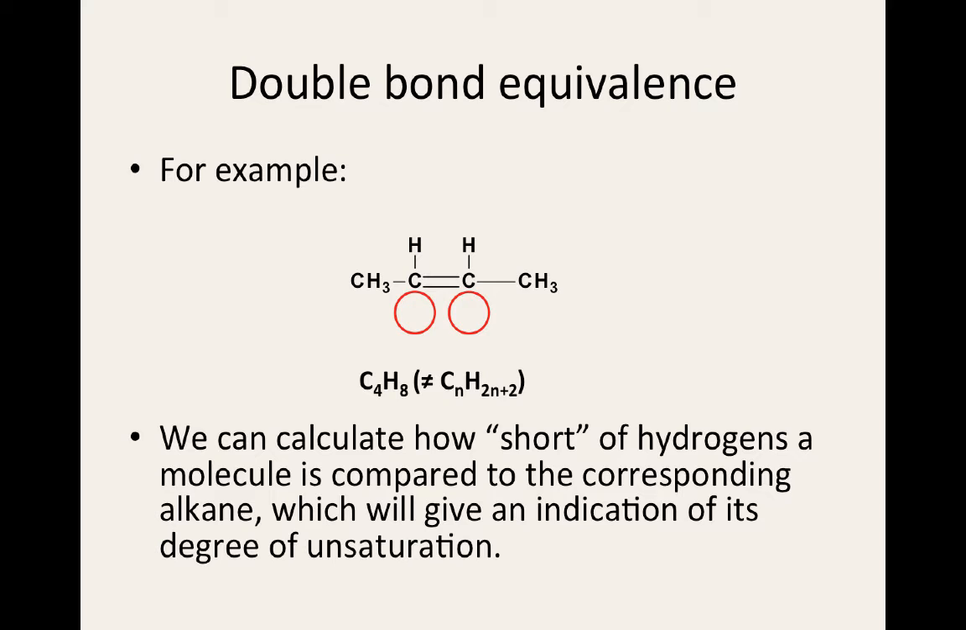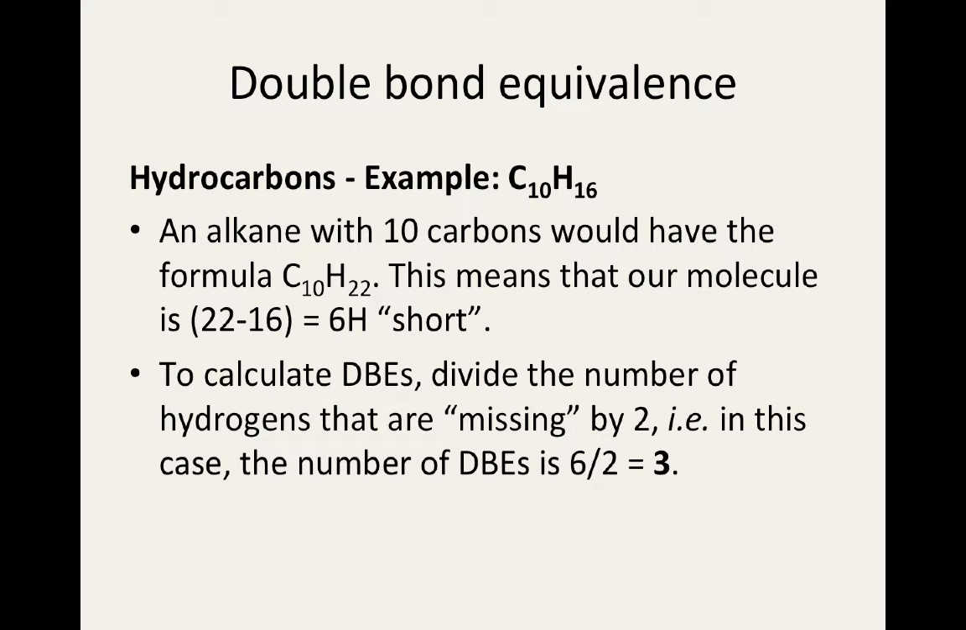We can calculate how short of hydrogen atoms a molecule is compared with its corresponding alkane, and therefore determine its degree of unsaturation. In this first example, the molecule contains 10 carbon atoms. The alkane with 10 carbon atoms would have 22 hydrogen atoms, but this molecule only has 16. This means that the molecule is 6 hydrogens short of full saturation.